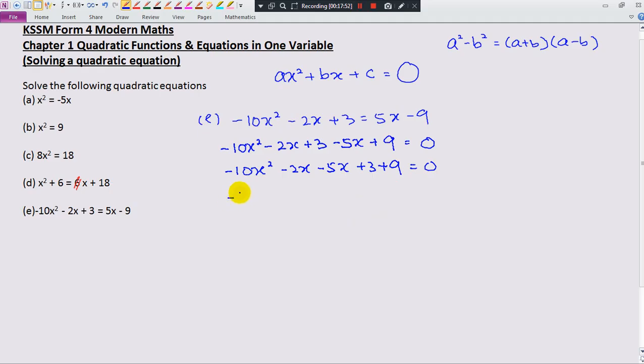Okay, so I try to simplify it. Negative 2, negative 5, you have negative 7x. So positive 3, positive 9, you get 12. Okay, now in front here we have a negative.